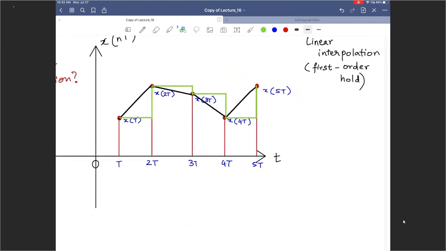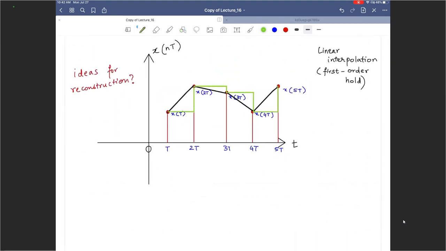So this is another approximation that you might get. It is a poor approximation, but it is a scheme nonetheless. In green, that's called the zero order hold filter, or zero hold filter, and that generates a staircase waveform. Now, apart from these two, there are many other more interesting ways to reconstruct.